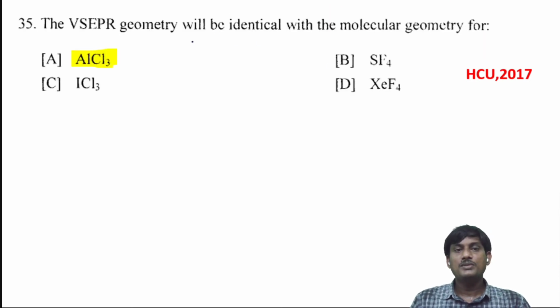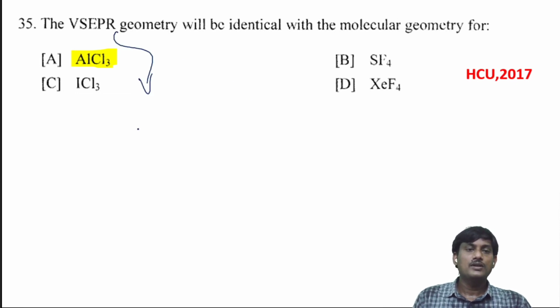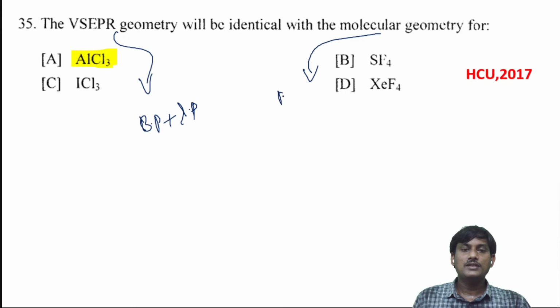The VSEPR geometry will be identical with the molecular geometry for which? The VSEPR geometry tells the arrangement of bond pairs and also lone pairs. But for molecular geometry, we have to consider only bond pairs. Suppose you take AlCl3, this one is trigonal planar. The VSEPR geometry and the molecular geometry are both the same. But if you take SF4, this one is seesaw.